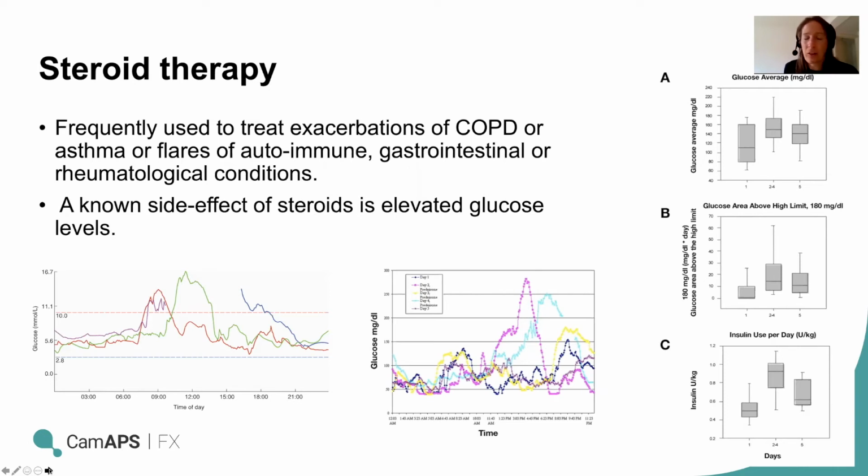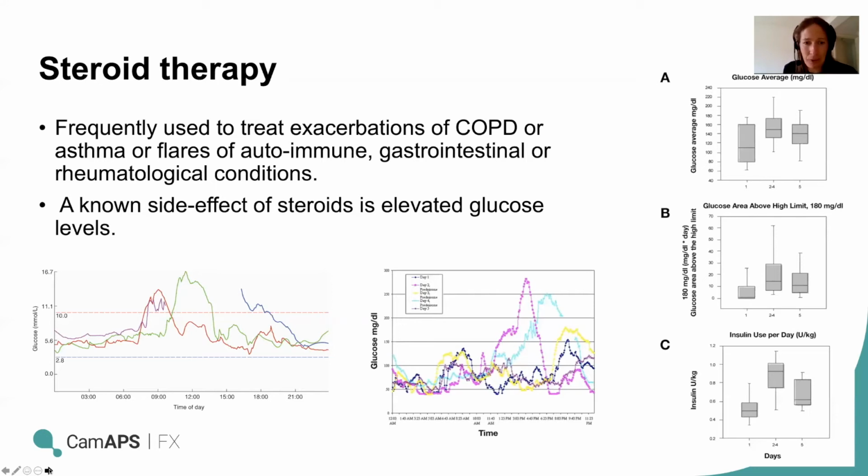So quite commonly, people are prescribed steroids. These are often used to treat exacerbations of respiratory diseases, COPD or asthma, or flares of other autoimmune conditions, gastrointestinal conditions, or rheumatological conditions. And what we know is a very well-known side effect of steroids is elevated glucose levels. And these happen both in people with diabetes, but also those without diabetes.